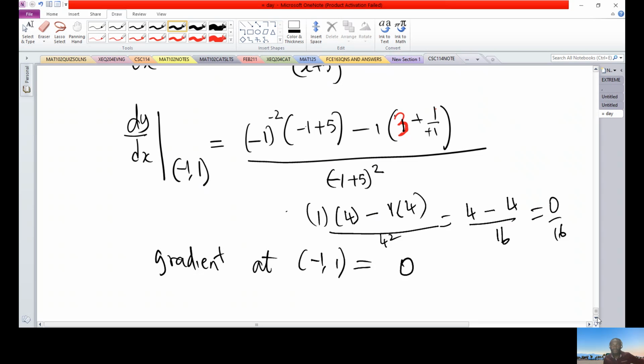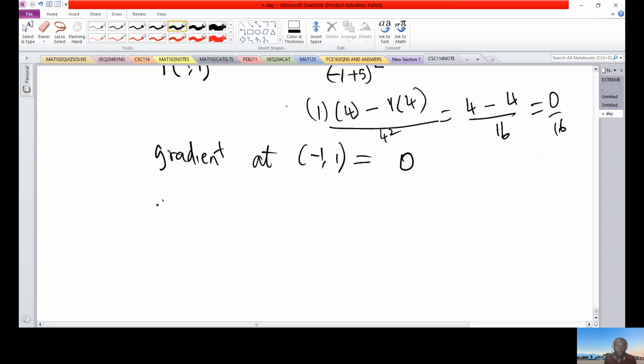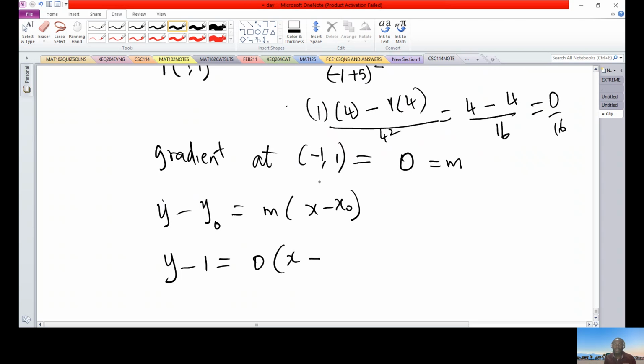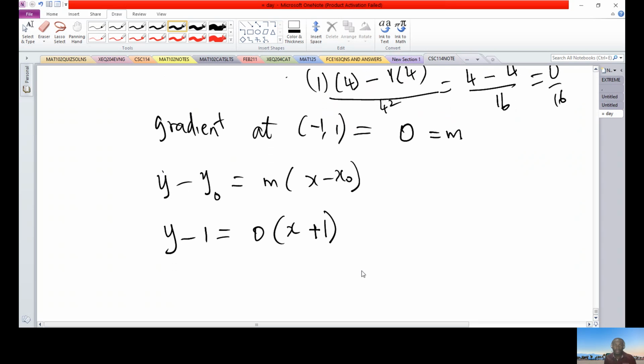is just 0. Now, the equation of a tangent is given by y minus y naught equals m times x minus x naught, where m is the slope. So it will be y minus 1 equals m, which is 0, times x minus x naught, where x naught is minus 1. So minus minus 1 is plus 1, and this will just be 0. So we'll have y minus 1 equals 0, which means the equation will be y equals 1. So that's the equation of the tangent at that point.